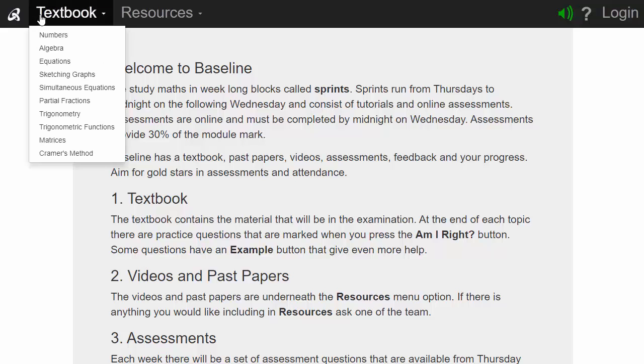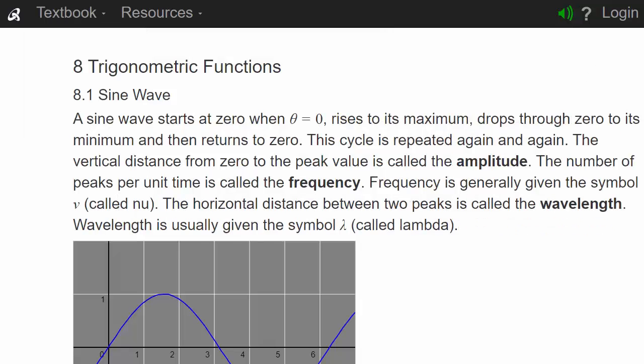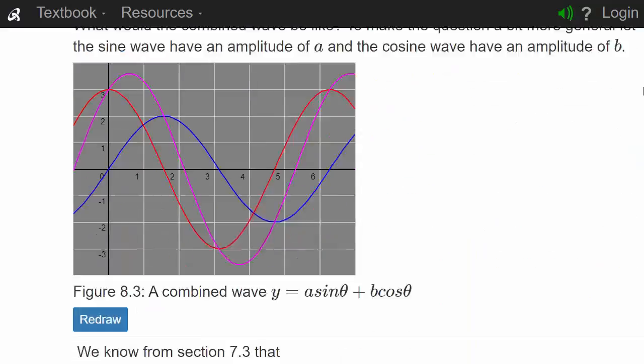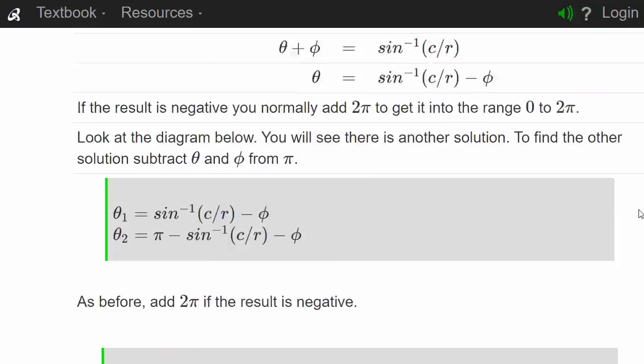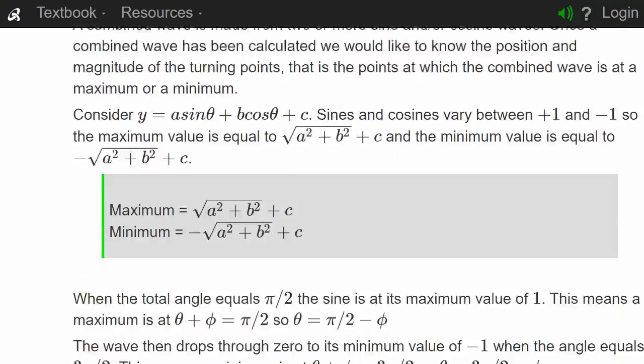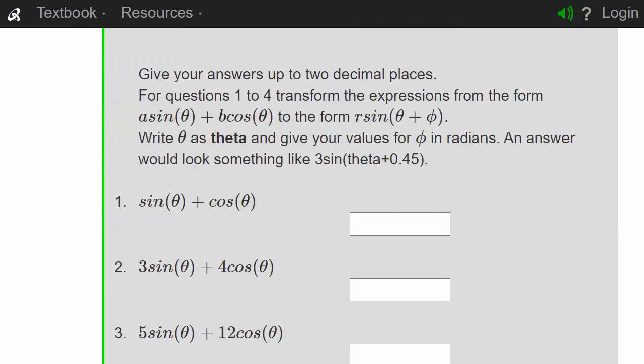In these videos, we're going to have a look at how to answer the examples in the chapter on trigonometric functions in the textbook. Question 1. Express sin theta plus cos theta in the form r sin(theta plus phi).